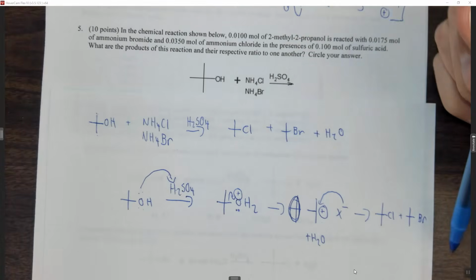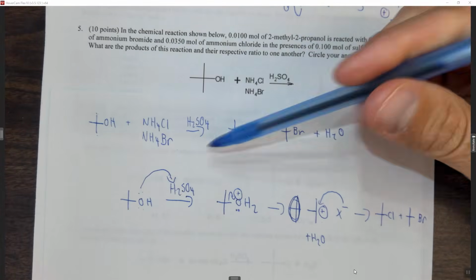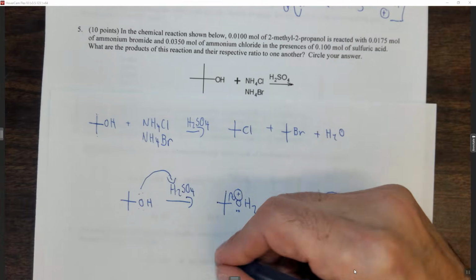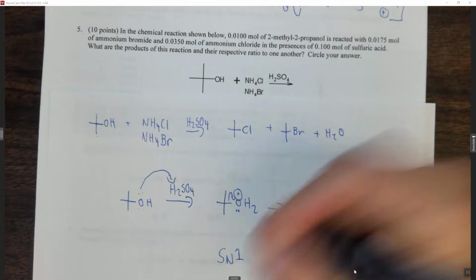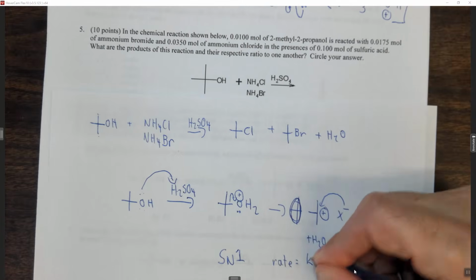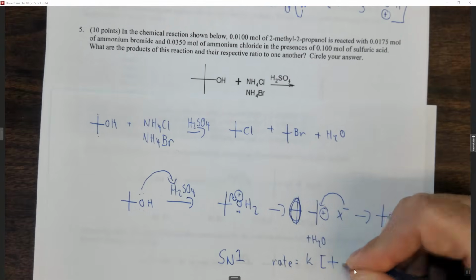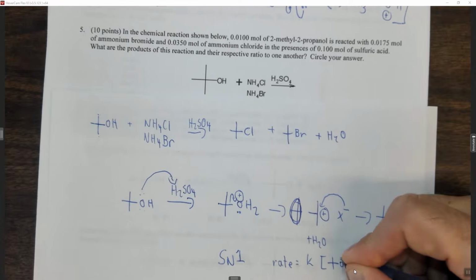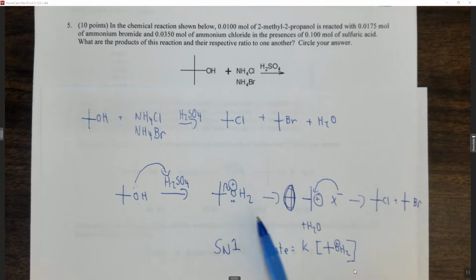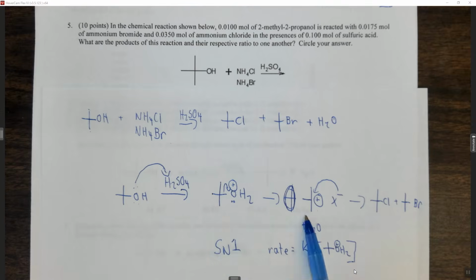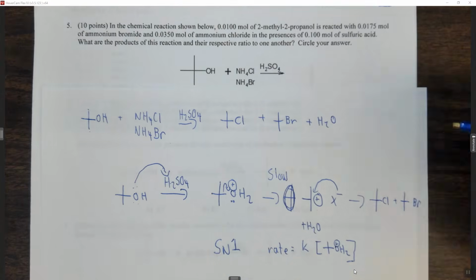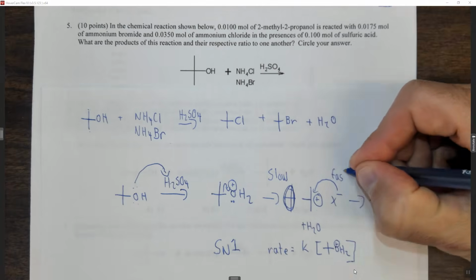So what type of mechanism is this? Well, it turns out that this is an SN1 mechanism. And why is it SN1? Well, it's SN1 because the rate equals k times the concentration of the thing that forms the carbocation. Said another way, the slow step of this reaction is the formation of the carbocation. This step right here is slow, and this step right here is fast.